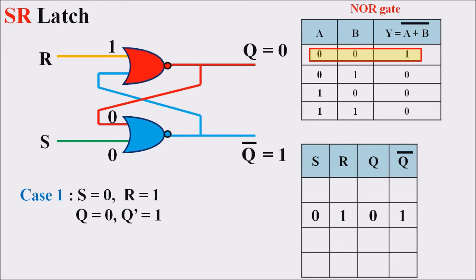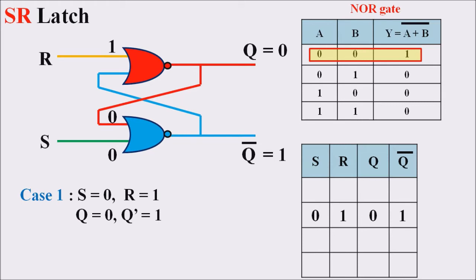So now look at this particular latch. The value of Q is 0 and the value of Q complement is 1. So this is a justifiable condition, that is, Q is equal to 0 and Q complement is 1. So our first case, dealing with S equal to 0, R equal to 1, results in Q equal to 0 and Q complement equal to 1.